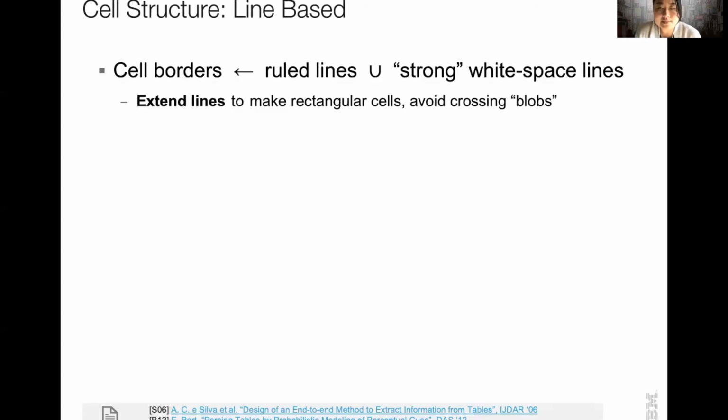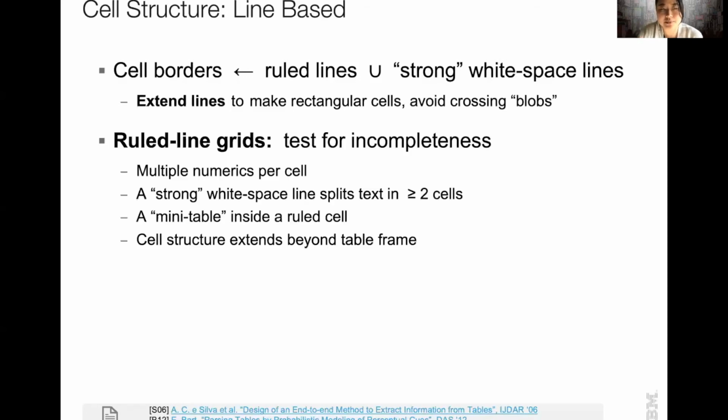Using line-based methods, the cell borders are a combination of ruling lines and strong white space lines, meaning that they most likely also mean to separate different cells. And you can extend these lines to make rectangular cells, and the lines should avoid crossing actual text blobs.